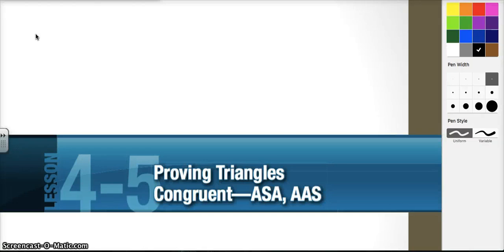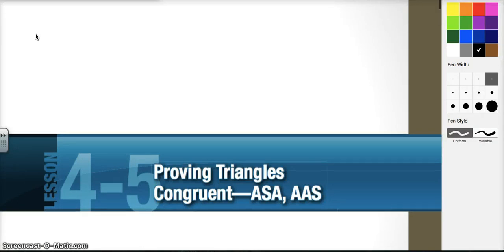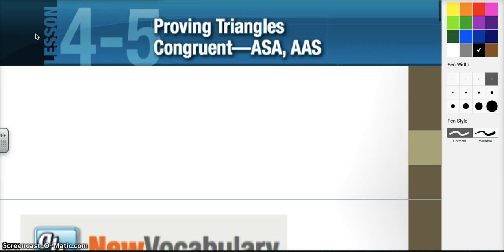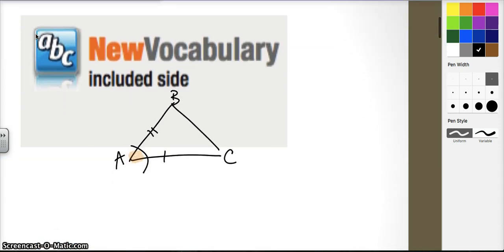Hi geometry friends, here we are in chapter 4, section 4.5, and we're going to be talking a little bit more about proving triangles congruent, but this time we're going to use the angle-side-angle postulate and the angle-angle-side theorem.